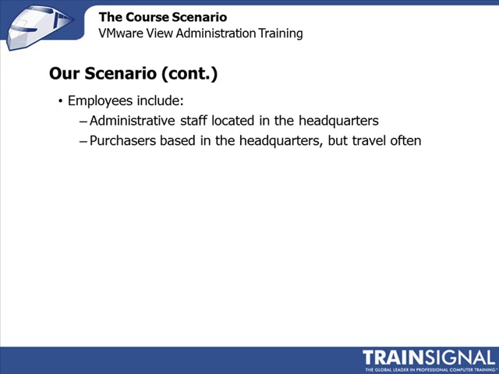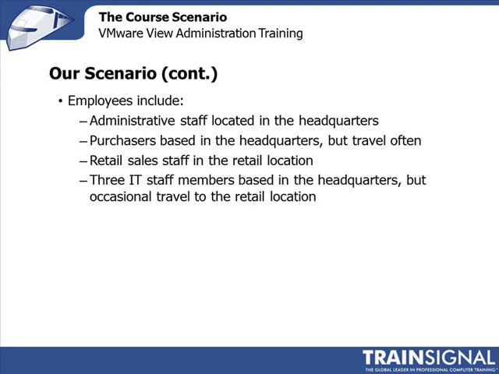We also have some purchasers whose job it is to go around, find new furniture that we can sell in the store, and negotiate a good price to purchase it. These purchasers are based out of the headquarters building, but oftentimes will travel, and sometimes are in areas where there is very little or no network connectivity. The retail sales staff are our main customer contacts in the retail location. These are the people that will help customers determine what type of furniture they'd like to purchase, and then actually complete the transaction. There are also 3 IT staff members, who are all based in the headquarters, but are oftentimes found traveling to the retail store location to fix computer problems and networking equipment.